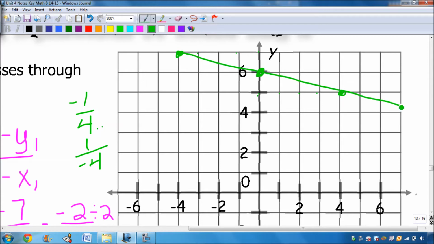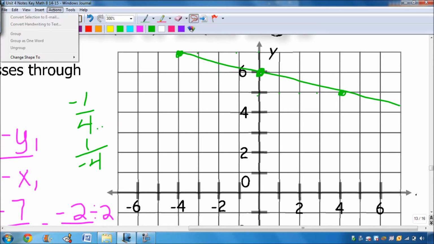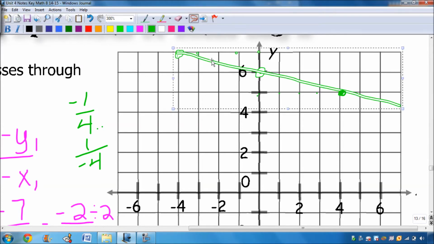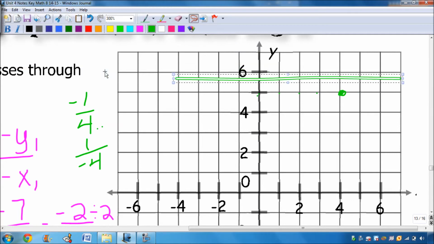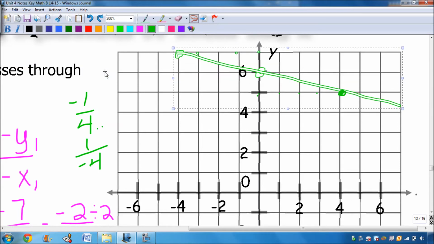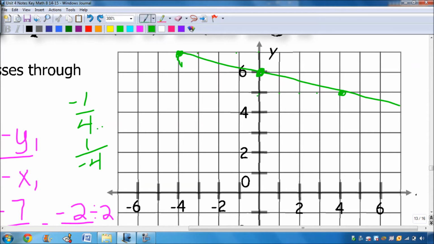Connect your dots, okay? And then you need to make sure that you are making your line have arrows, okay? And you also need to make sure that you write your equation on the line. So y equals negative 1/4 x plus 6.